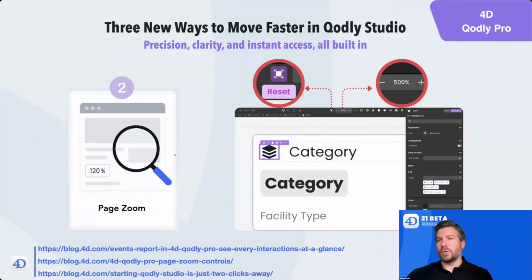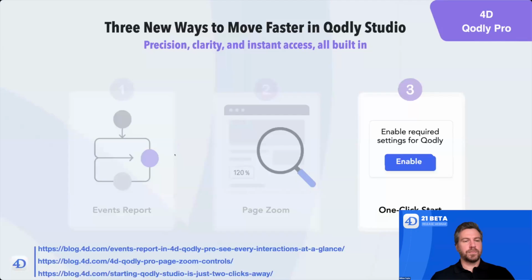Second, page zoom. Good design needs two perspectives, the full layout and the details that change everything. Now you can move between the two without breaking your flow. A quick shift to overview, a quick shift to precision. In other words, if you need to fine-tune a very small or precise area of your Qodly page, Qodly Studio now allows you to zoom right to it. And as your app deserves the perfect design, this is incredibly useful.